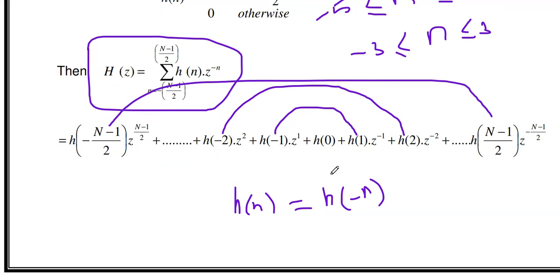If you combine these two things, we can get the following. Just combine h of minus 1 z power 1 and h of 1 z power minus 1. Combining, we can write h of 1 outside, times z power 1 plus z power minus 1.